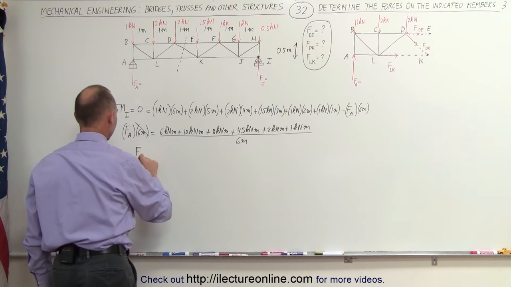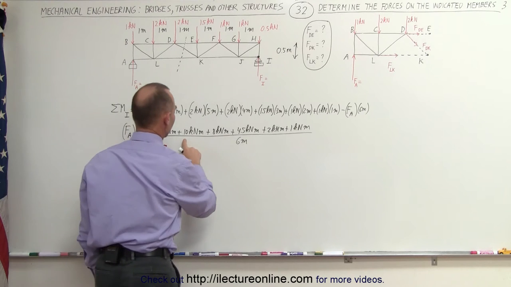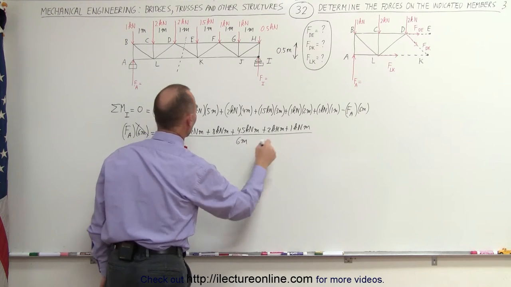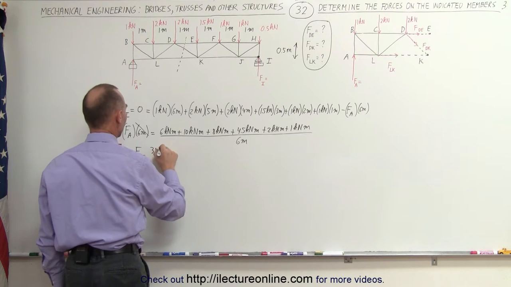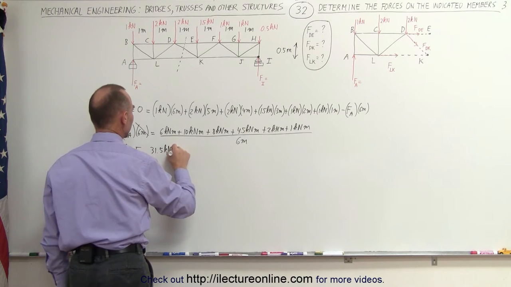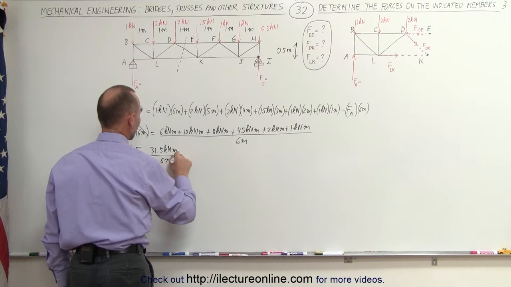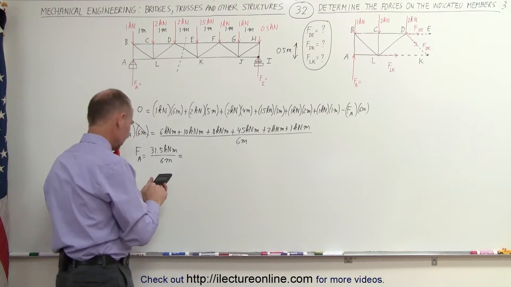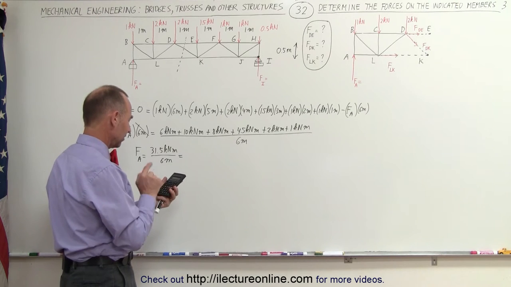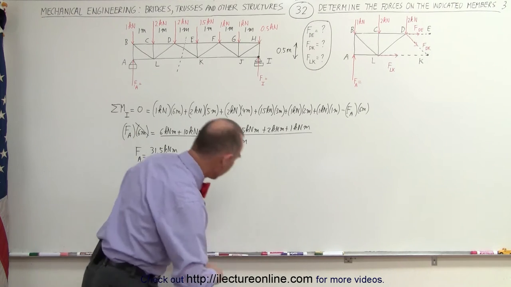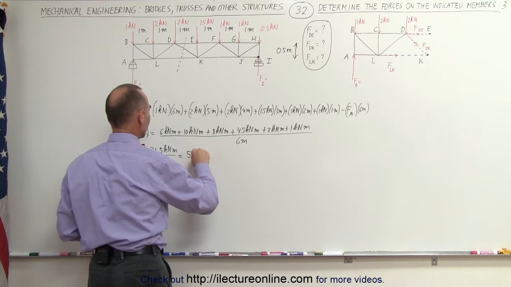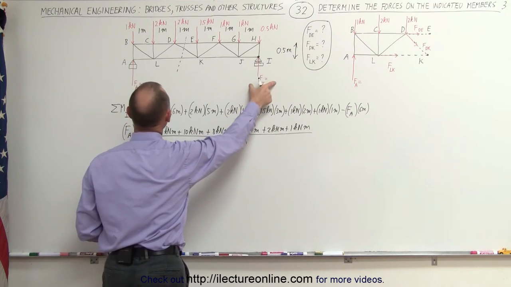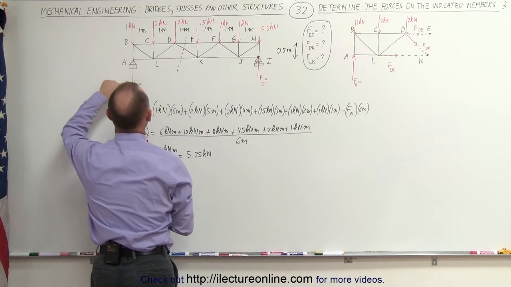So the force acting at A is equal to 16, 24, 26, 30.5, 31.5 kilonewton meters divided by 6 meters. The meters cancel out, and 31.5 divided by 6 is 5.25 kilonewtons. We can find the force at I by simply adding them all up and subtracting this force.